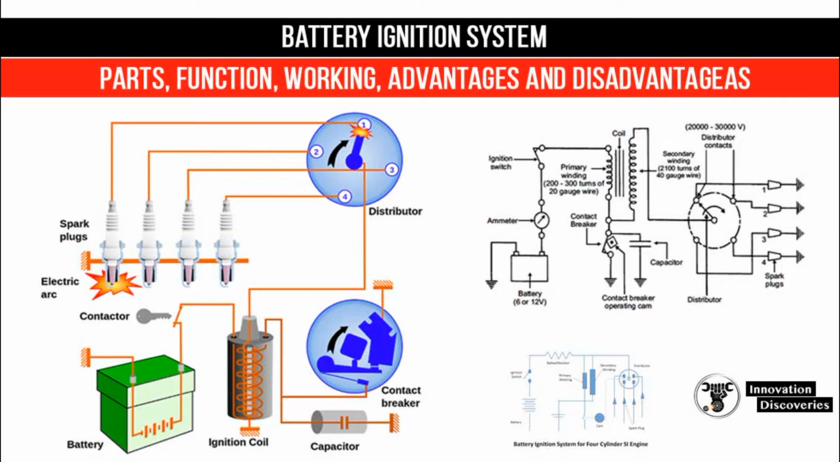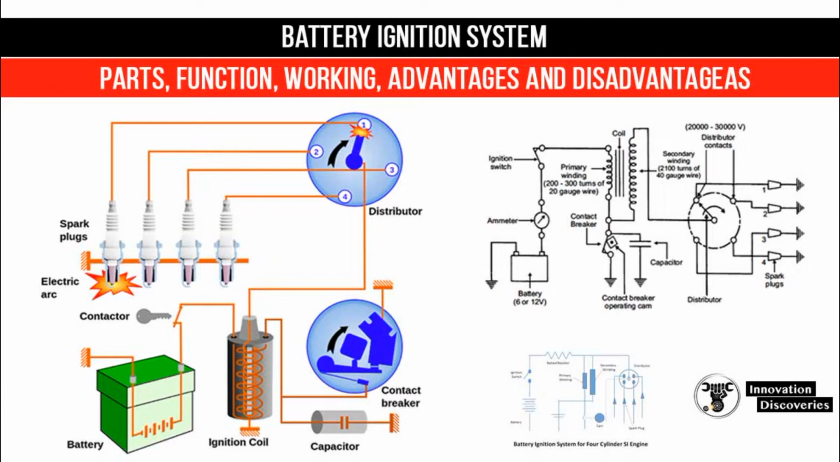Main parts. The main parts of battery ignition system are: 1. Battery. 2. Ignition switch. 3. Ballast resistor. 4. Ignition coil. 5. Contact breaker. 6. Capacitor. 7. Distributor. 8. Spark plug. Let us discuss the function of each component one by one.